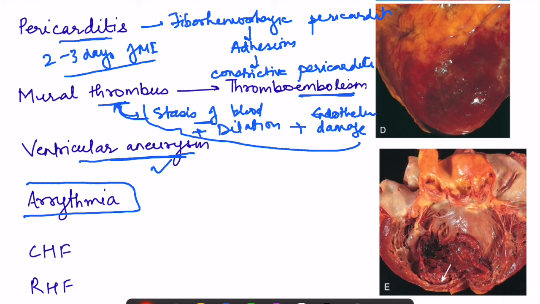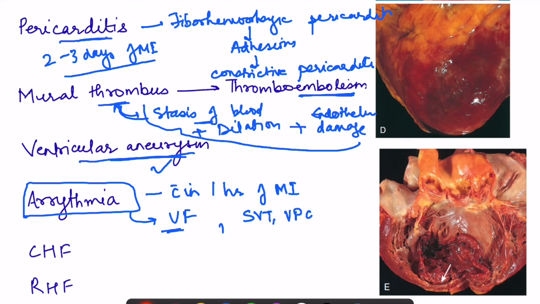Then arrhythmia. In fact, arrhythmias can be lethal, and the greatest chances of development of arrhythmia are within 1 hour of MI. Within 1 hour of MI, ventricular fibrillation may develop, which can be lethal. Okay, other arrhythmias can also develop, like supraventricular tachycardia, ventricular premature contraction, ventricular tachycardia, bradycardia. Other types of arrhythmias can also develop. And why is arrhythmia developing? It can develop due to electrolyte disturbances, due to the metabolic acidosis which has occurred, and also due to slowed conduction in ischemic zones.